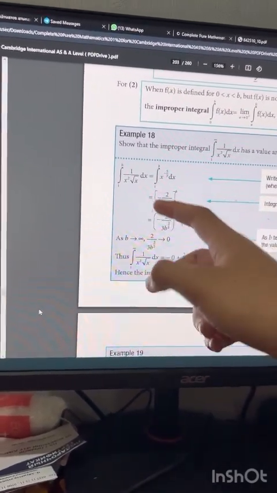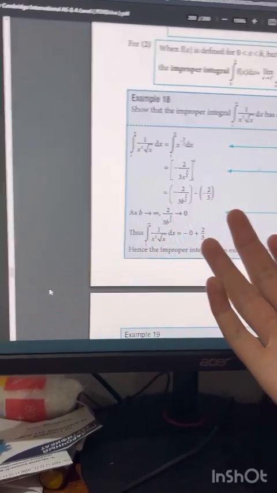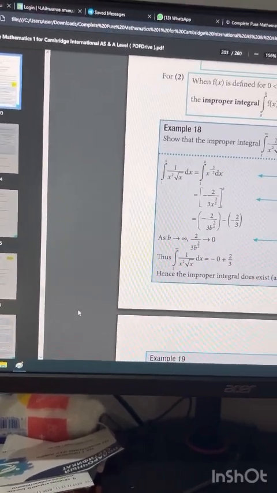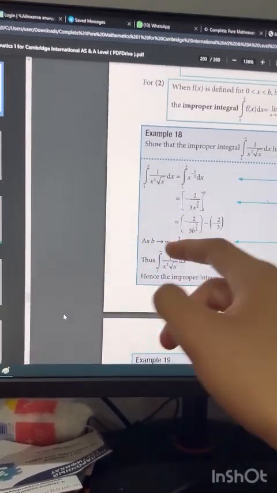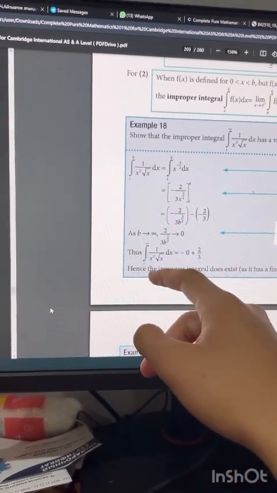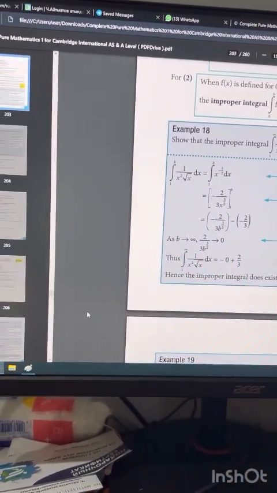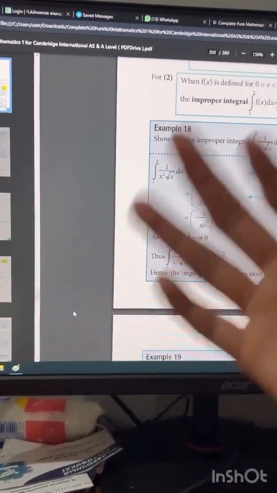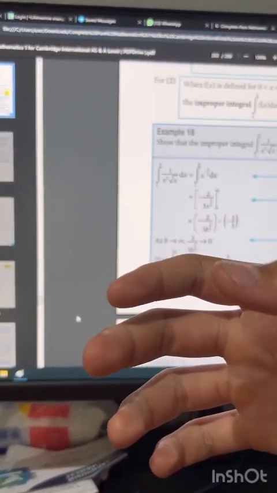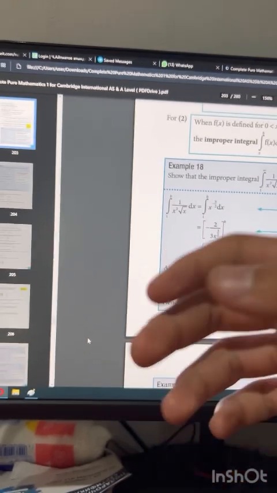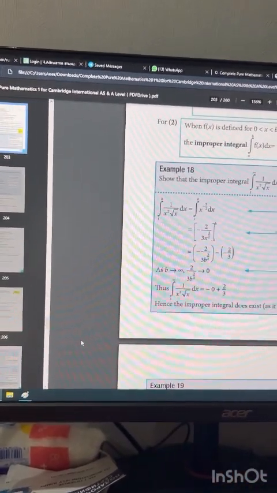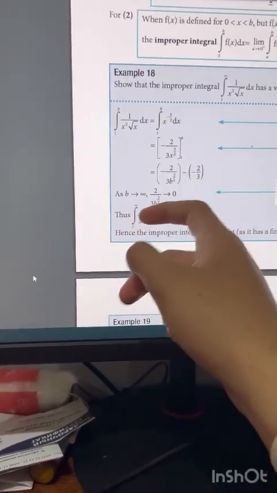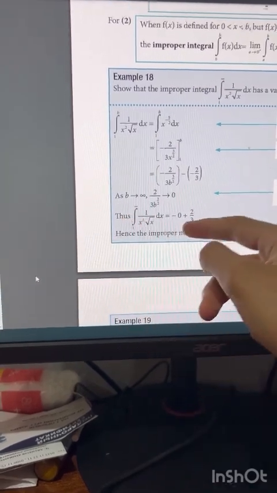Here we must integrate this function in the normal way, as we did in the lessons. We can say that b goes to infinity. Then the denominator gets larger, it is increasing, and the value of the fraction tends to 0. And then if you do all the steps, we will have this equation.